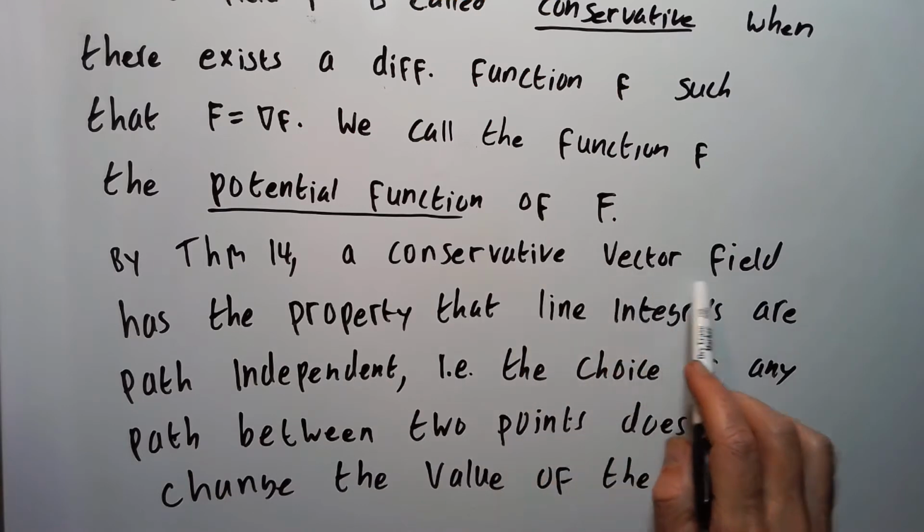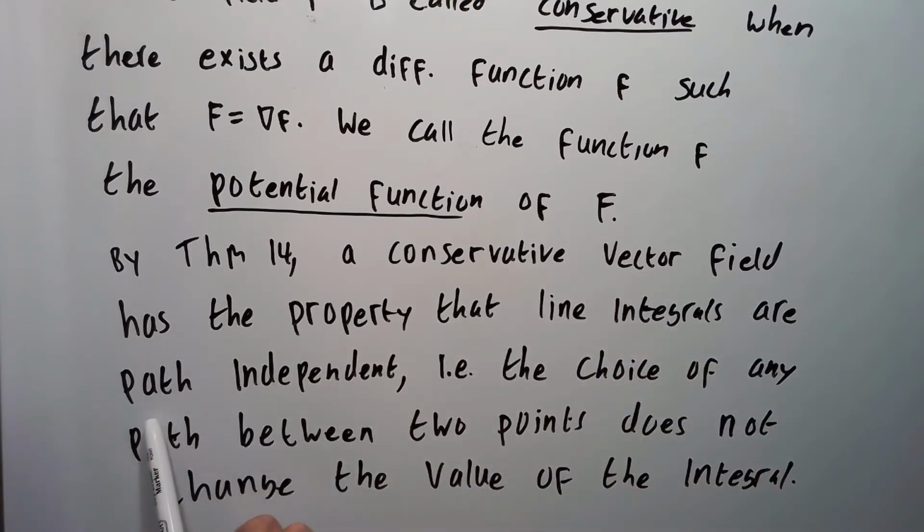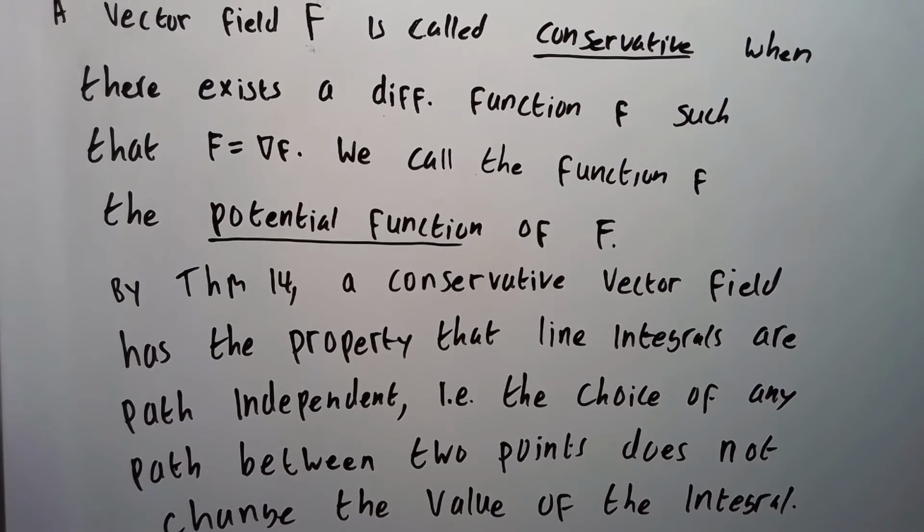a conservative vector field has a property then that line integrals are path independent. That means the choice of any path between 2 points does not change the value of the integral. So let me draw a picture to explain this better. Let me just let you look at this again before I move on.